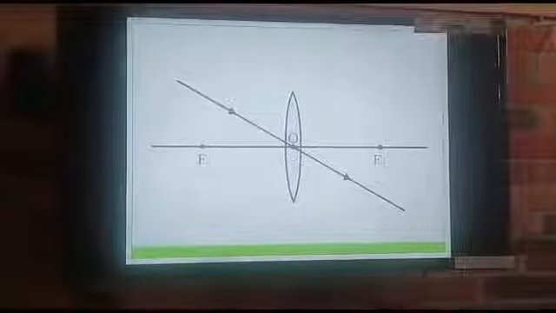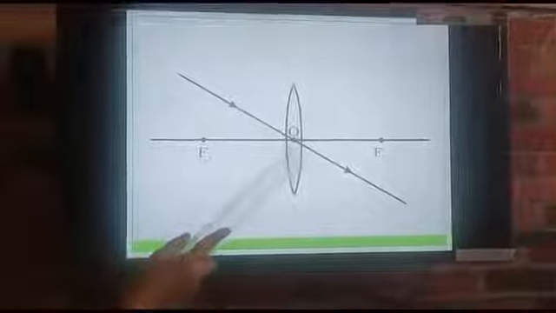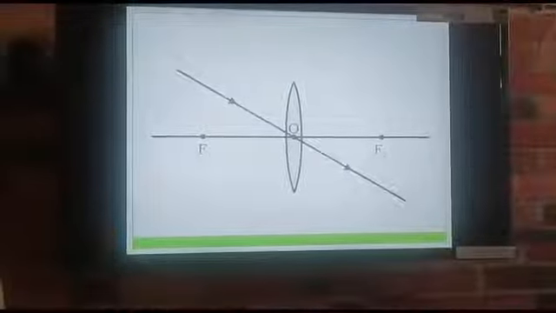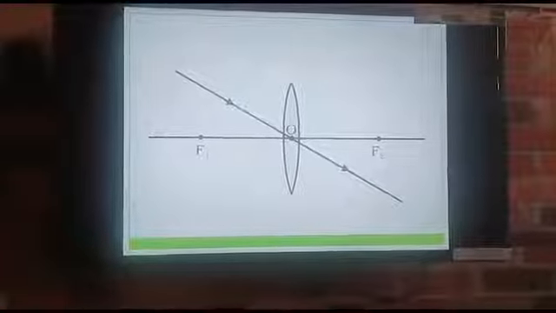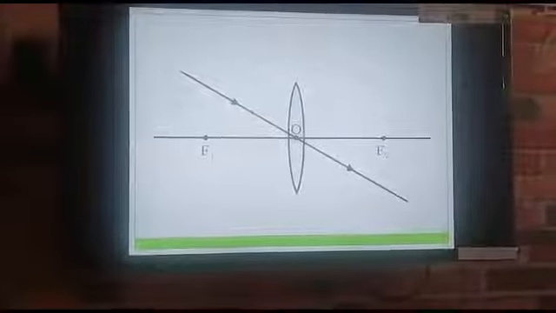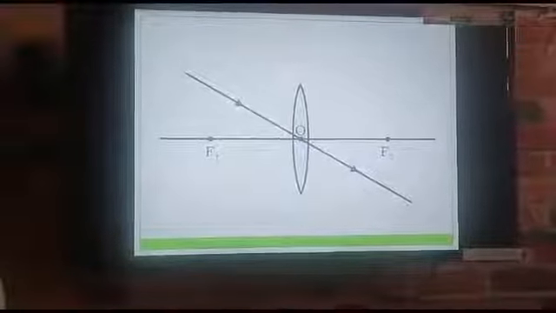And the third rule is that if any light ray is passing through the optical center, it will move undeviated. So when we draw the ray diagrams, we will pick any two of these rules, and wherever the refracted light rays meet, the image will be formed there.